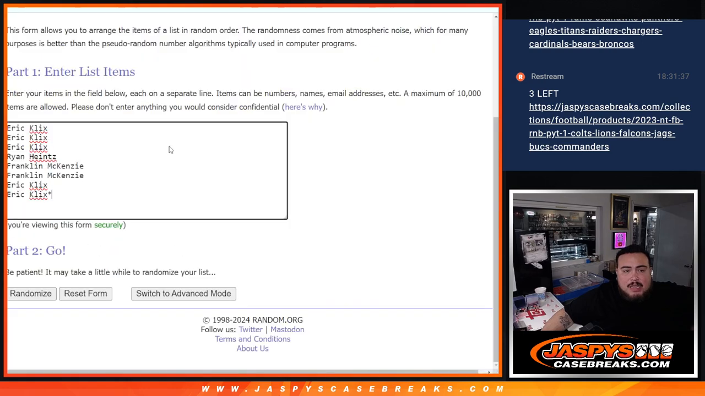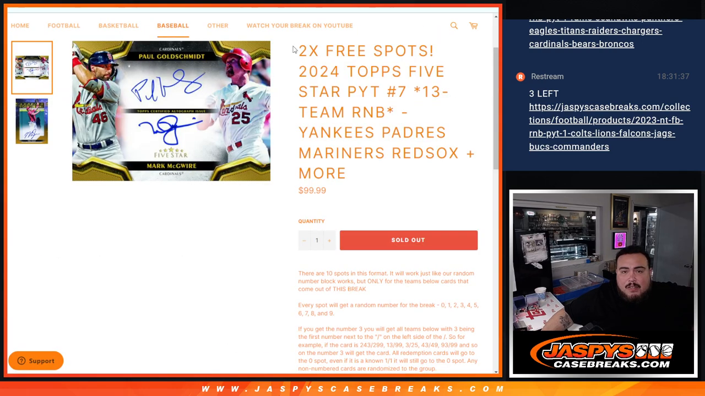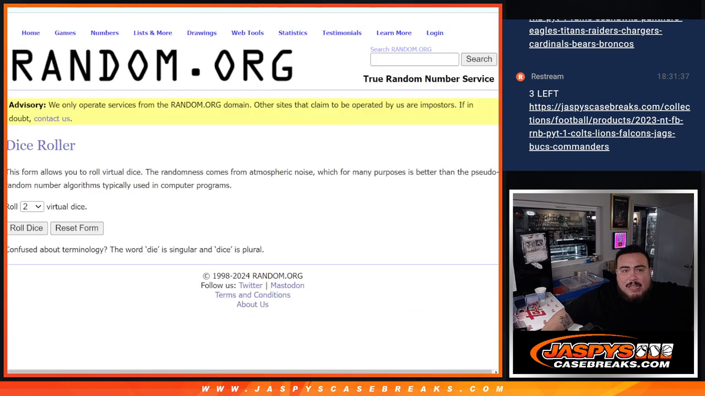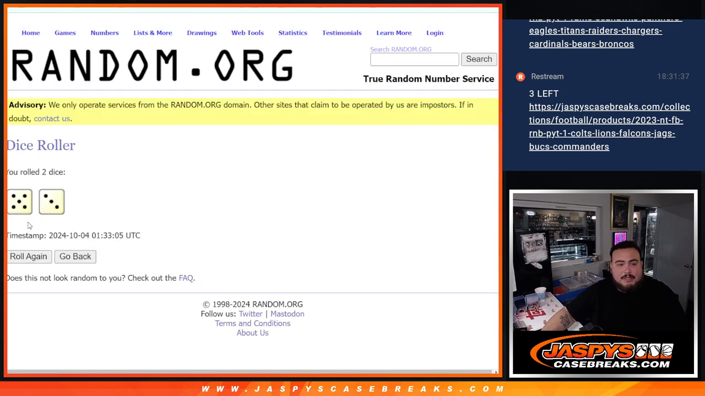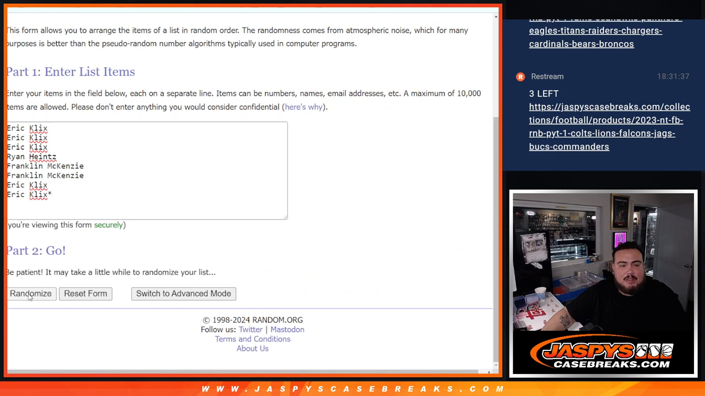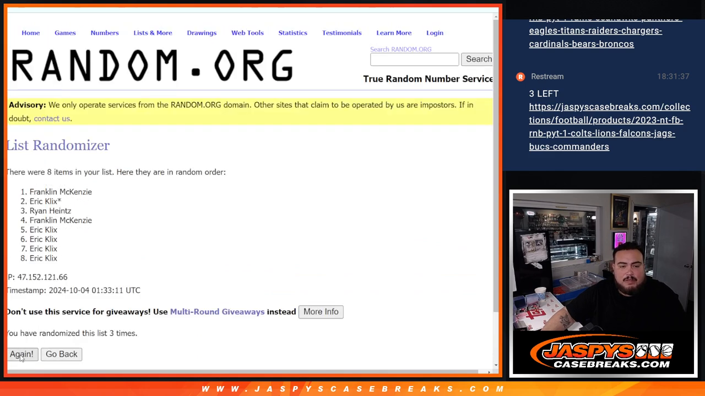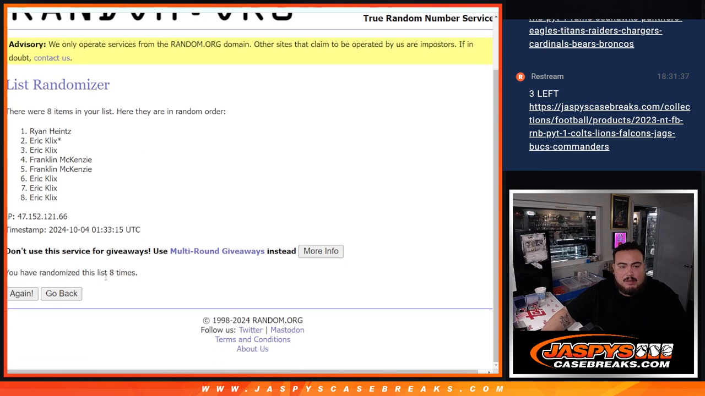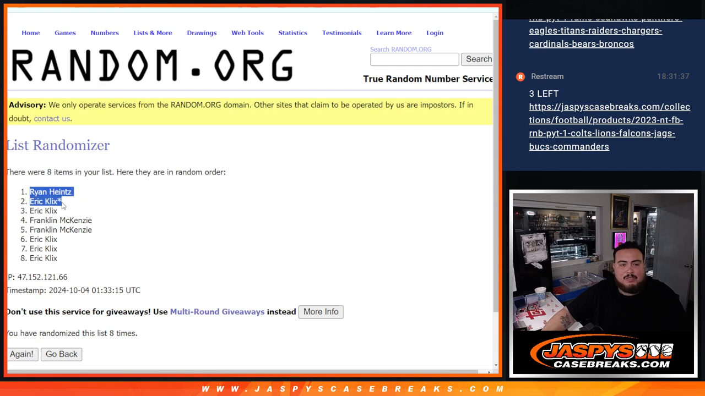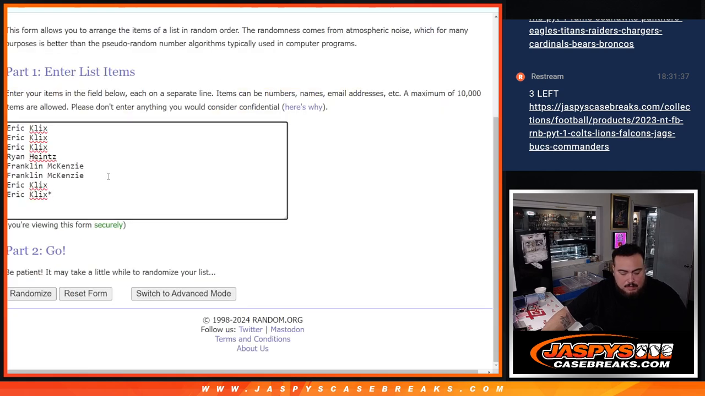And then, of course, here's the dice rolls of customer names. Again, we had 2 free spots being given away, so that means we're going to randomize the 8 names. Top 2 get free extra spots. Roll it. It is a 5 and a 3, 8. 8 times. 1, 2, 3, 4, 5, 6, 7, 8. Boom. 8 times. Ryan and Eric last bomb mojo. Free extra spots for both of you. Paste you guys in there. Free spot. Free spot.